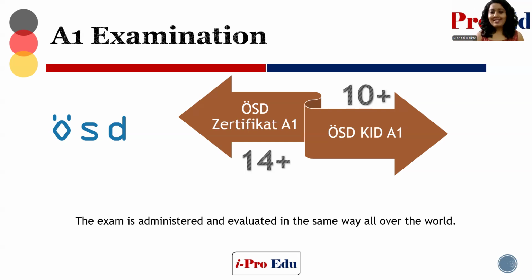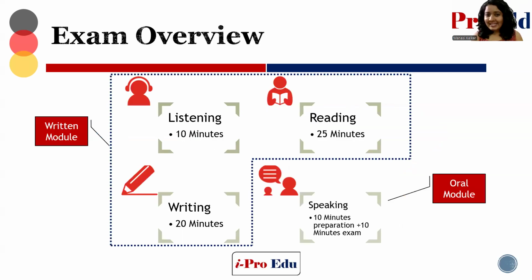All right, let's go to our next slide, which shows an exam overview, what kind of modules it has and how much time every module takes. If you see here, the written module consists of three modules. First one is listening, which is 10 minutes. The second one is reading, which is 25 minutes. And the third one is writing, which is 20 minutes. And the oral module, that is the speaking module, is separate. It has 10 minutes of preparation time, which is before the oral examination, and approximately 10 minutes for the actual examination.